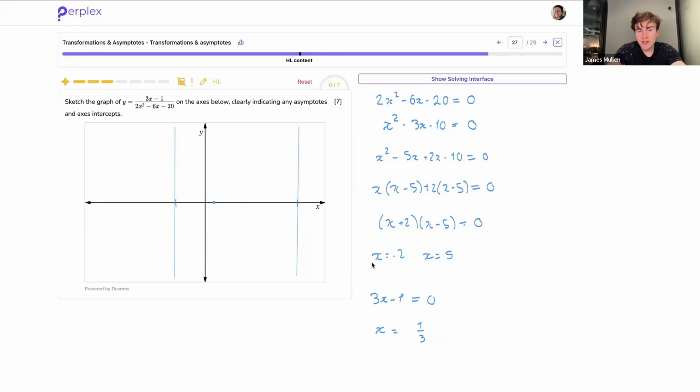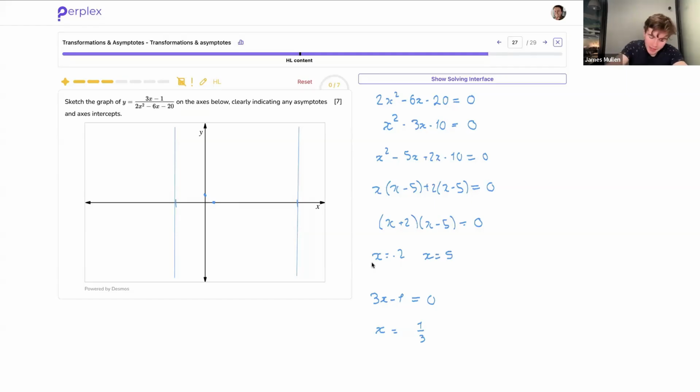What about the y-intercept? Okay, the y-intercept happens when x is 0. So if I plug x is equal to 0 into this equation, all that's going to be left is the minus 1 over the minus 20, because all the x's are going to disappear. And minus 1 over minus 20 is just 1 over 20. So it's going to be somewhere here, a small positive number. Okay. Now, is there anything else I can figure out here? No, I think that's all the information we need, because those are the only intercepts and the only vertical asymptotes.